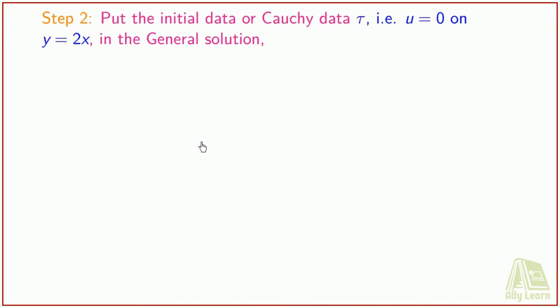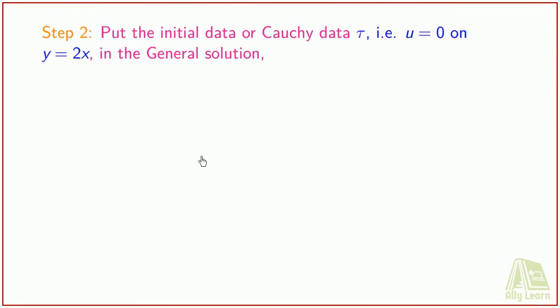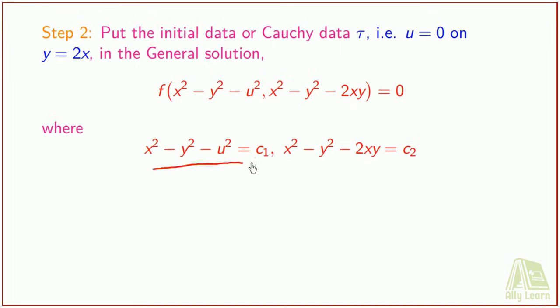So step 2, put the initial data or Cauchy data tau, that is u equals 0 on y equals 2x, in the general solution. So we have to put this Cauchy data in the general solution we just now obtained. Now this is my general solution where these two were the solution curves.